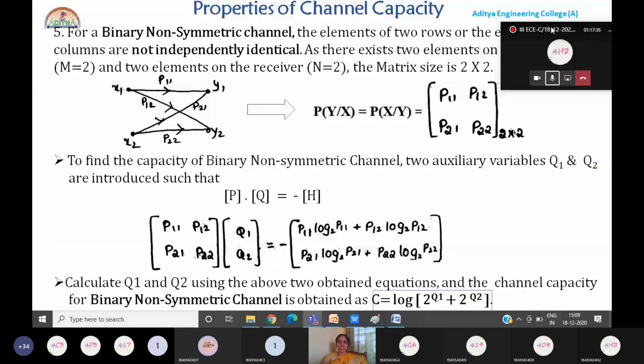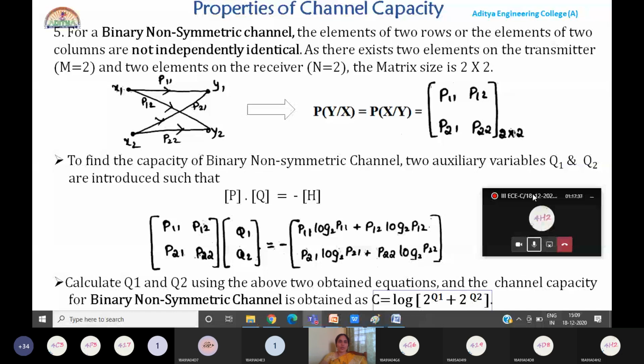Now let us move to the fifth property. So what is the fifth property? So in the first property, we considered the noise-free channel. There h of x by y, h of y by x both are 0. So we will get the channel capacity as maximum of mutual information. So it is either log m base 2 or log n base 2. And for the second property, for independent channel, we obtained it as 0. Because for the independent channel, h of x by y is equal to h of x and h of y by x is h of y.